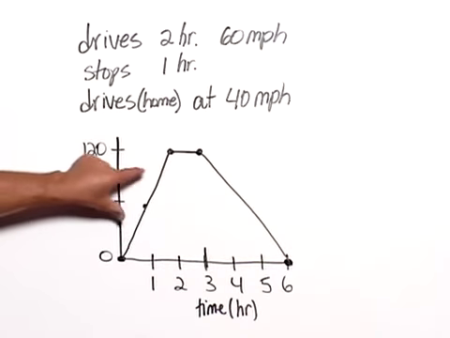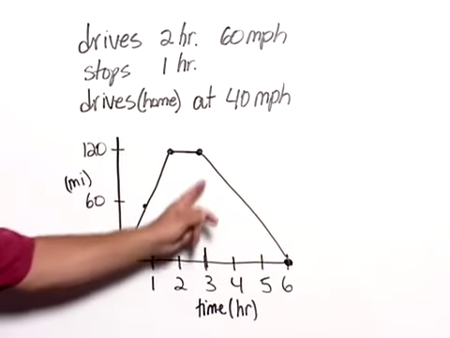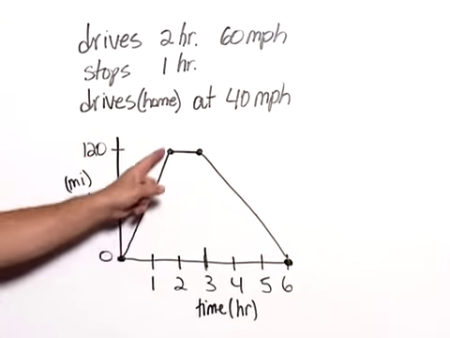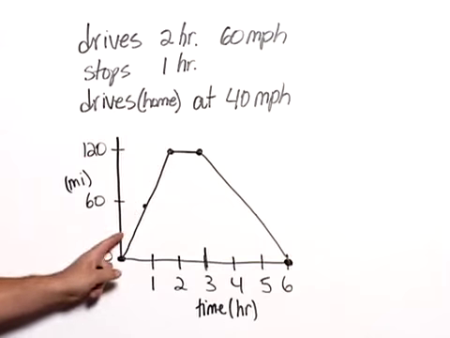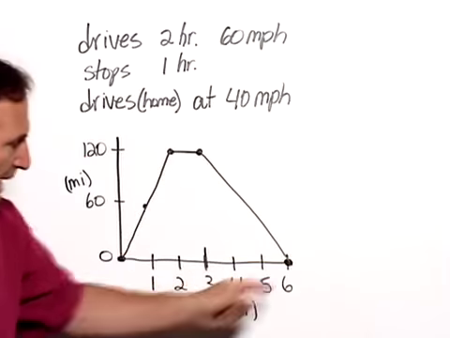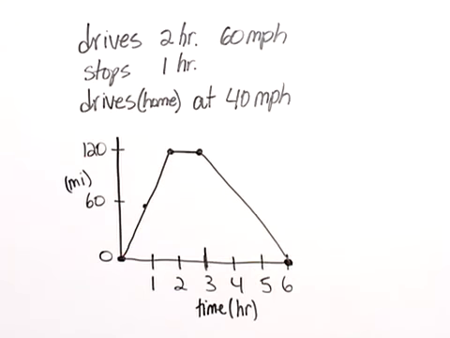Notice that this line is a little bit steeper than the return home. And that's because the rate at which the person is driving here is 60 miles per hour, and the rate driving back home is 40 miles per hour.